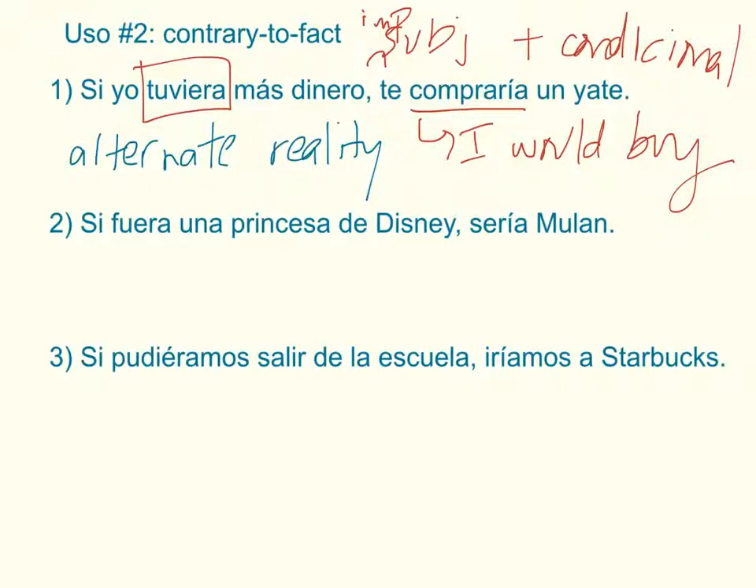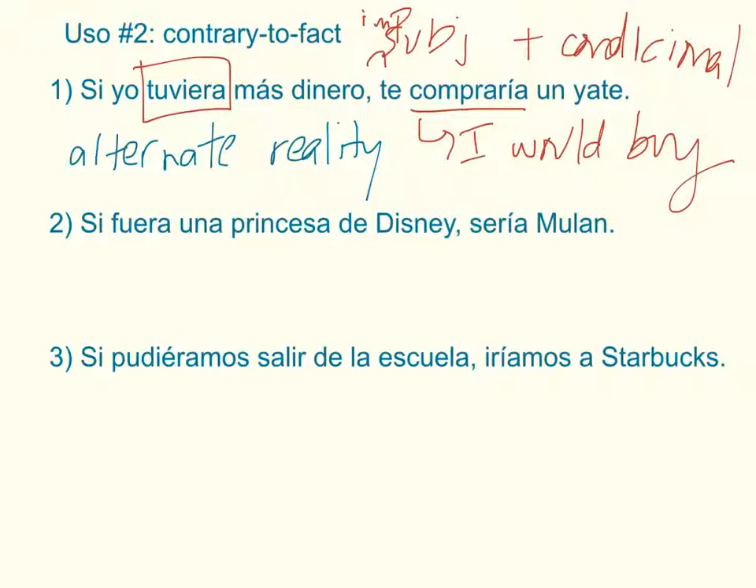This use is different because it doesn't really have a trigger with it. When we have si yo tuviera más dinero, the si is an indicator, because you're talking about something that's an alternate reality, but it doesn't have the same sort of triggers as quiero que, es necesario que, me alegro de que. It has the si there, and then it's asking you to think about what would happen. And so in that case, we pair that with would buy, something in the conditional.